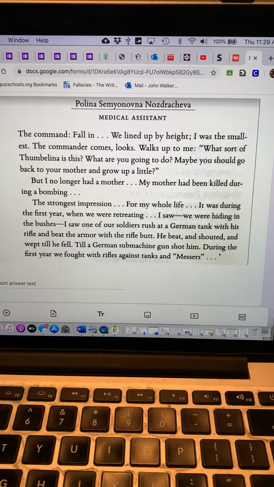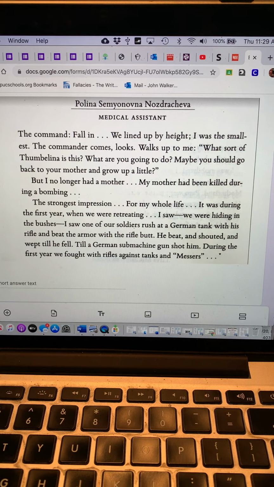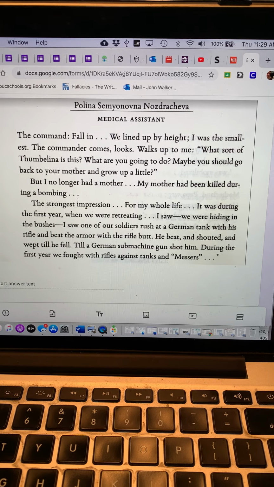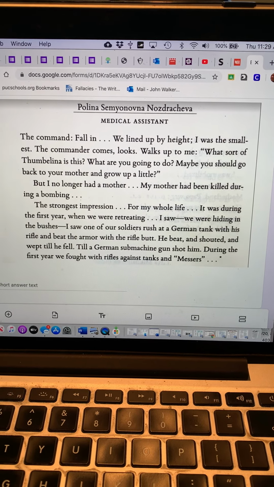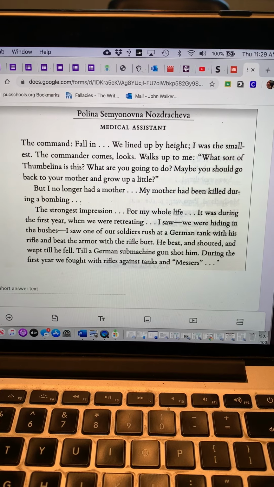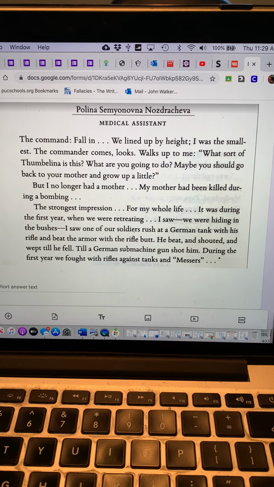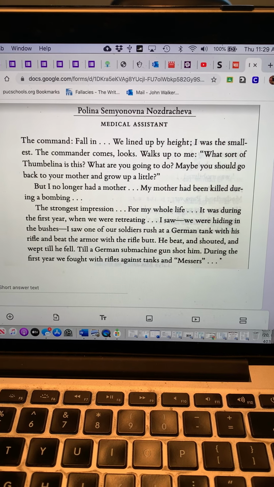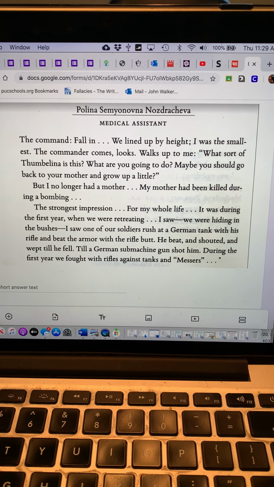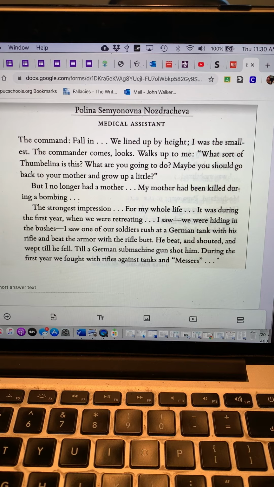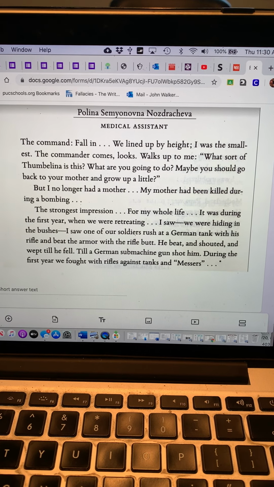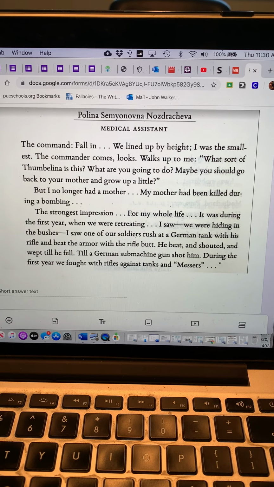The strongest impression for my whole life, it was during the first year when we were retreating. We were hiding in the bushes. I saw one of our soldiers rush at a German tank with his rifle and beat the armor with a rifle butt. He shouted and wept till he fell, till a German submachine gun shot him. During the first year, we fought with rifles against tanks and Messers.